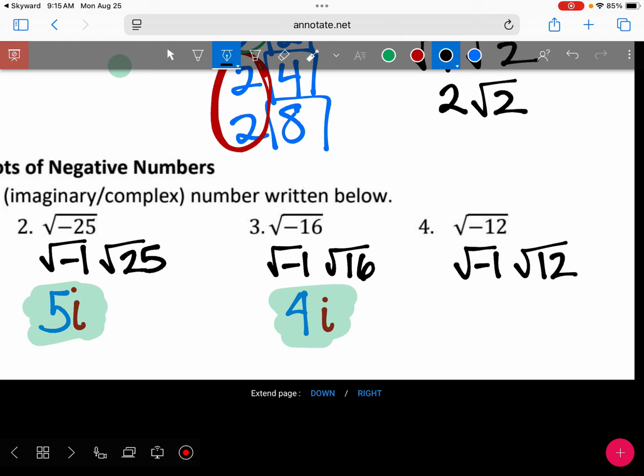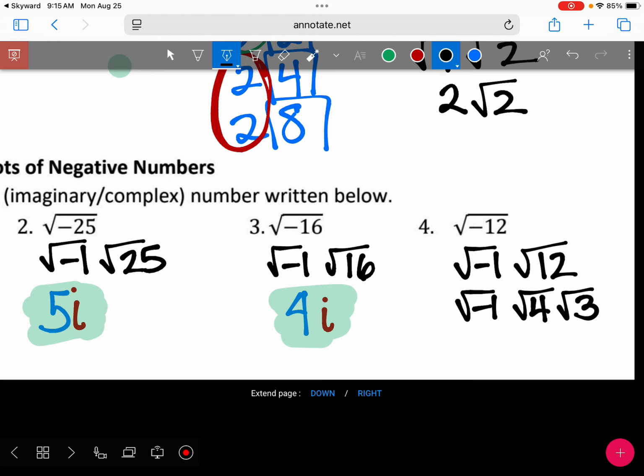Did you get a whole number or a decimal? Decimal. All right, now do 12 divided by 4. Did you get a whole number or a decimal? So what did you get when you divided 12 by 4? So that means that I can break this apart to a 4 and a 3.